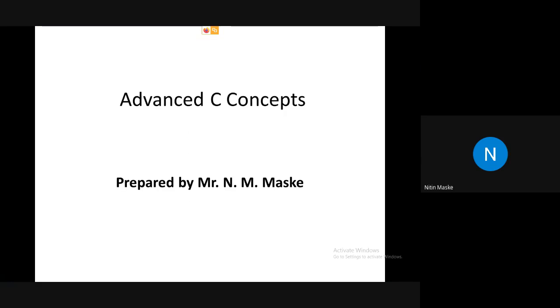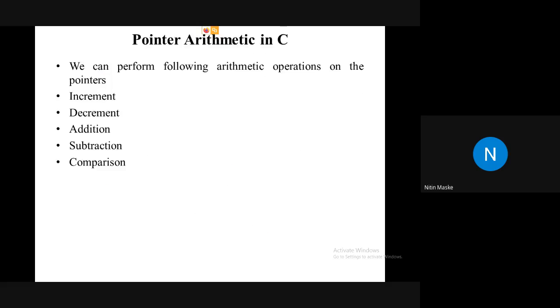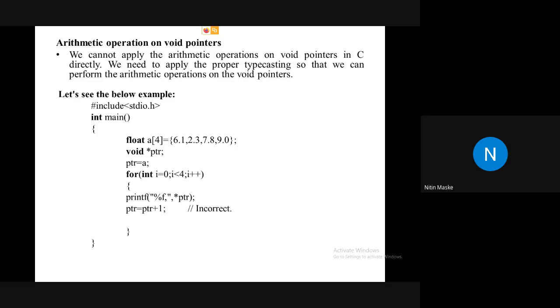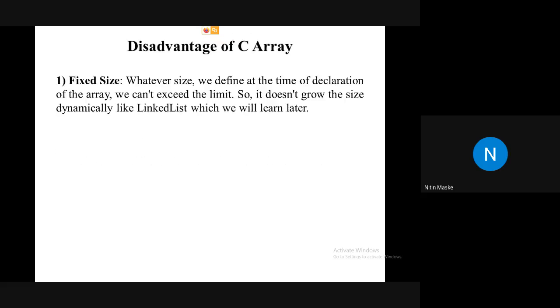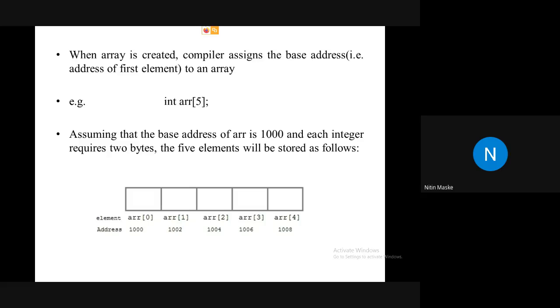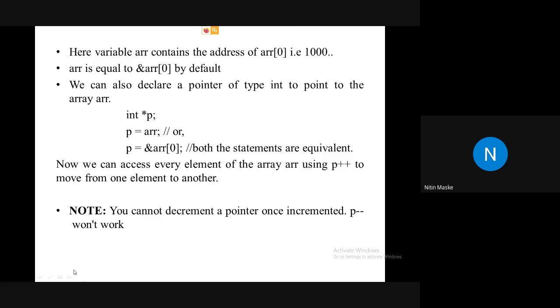So just a minute. कुठं होतं आपण? So int star p is a pointer of integer type. Array is integer array. Okay, so p is array or p is equal to ampersand array of 0. दोन्ही स्टेटमेंट करेक्ट आहेत. तुम्ही p is equal to array लिहू शकता or p is equal to ampersand array of 0 because array is by default pointing to the base address and base address is 1000.